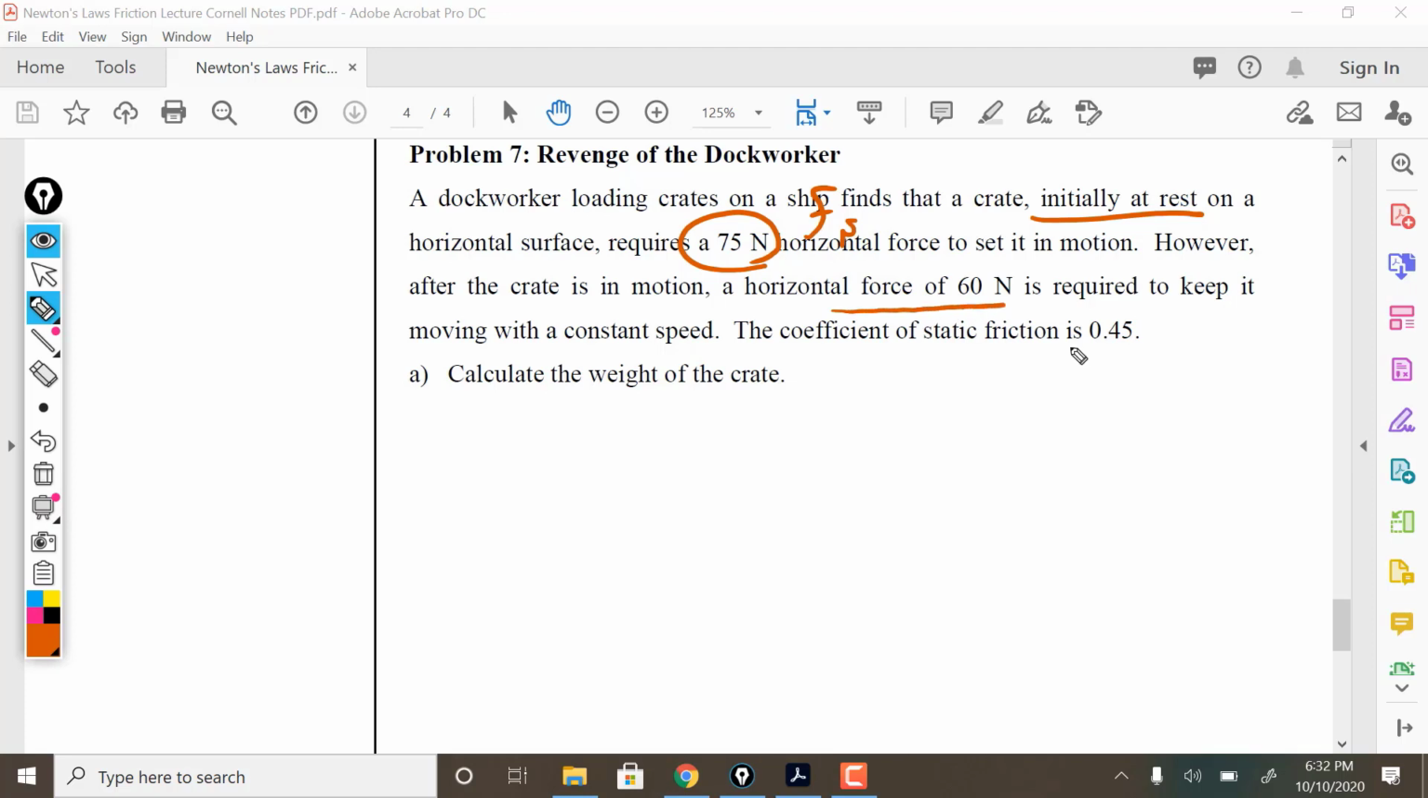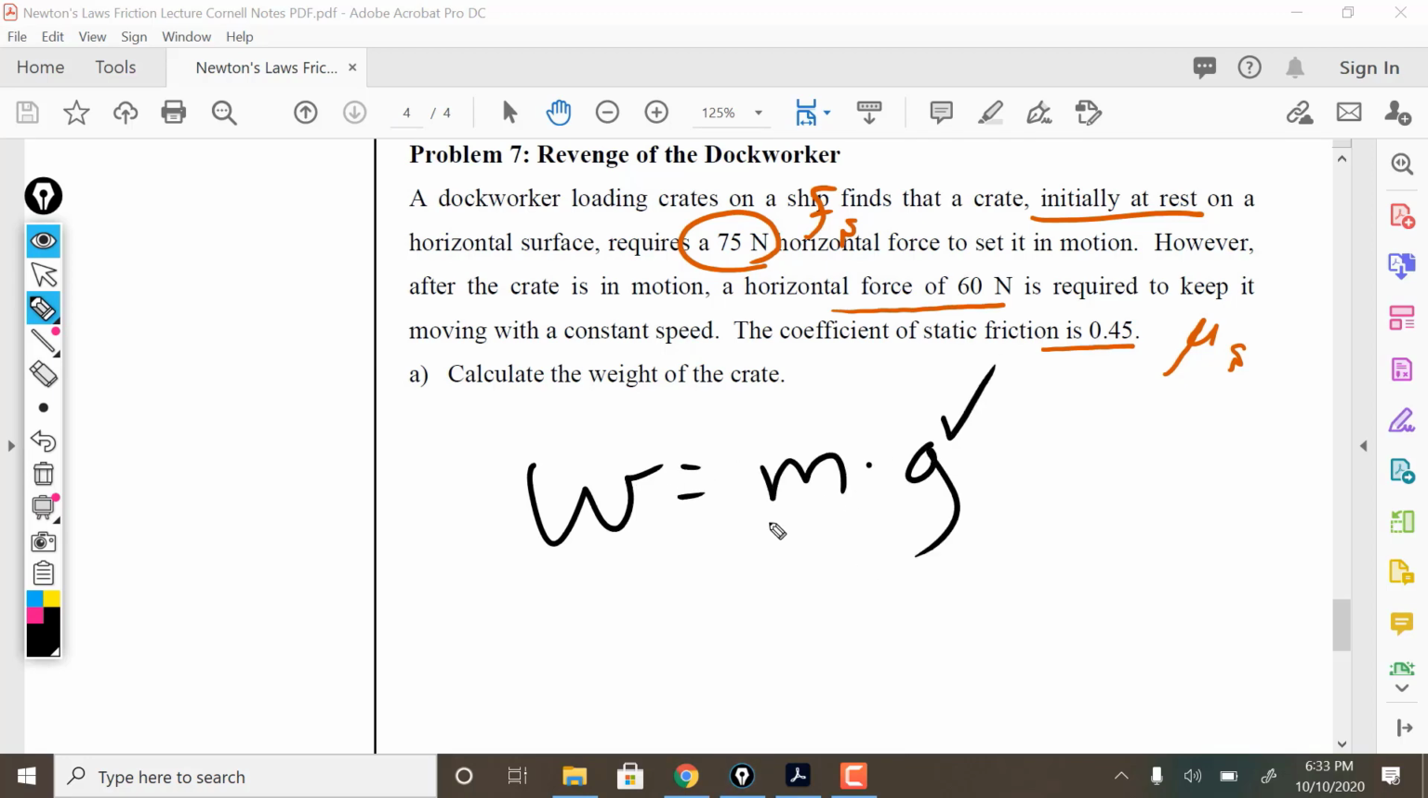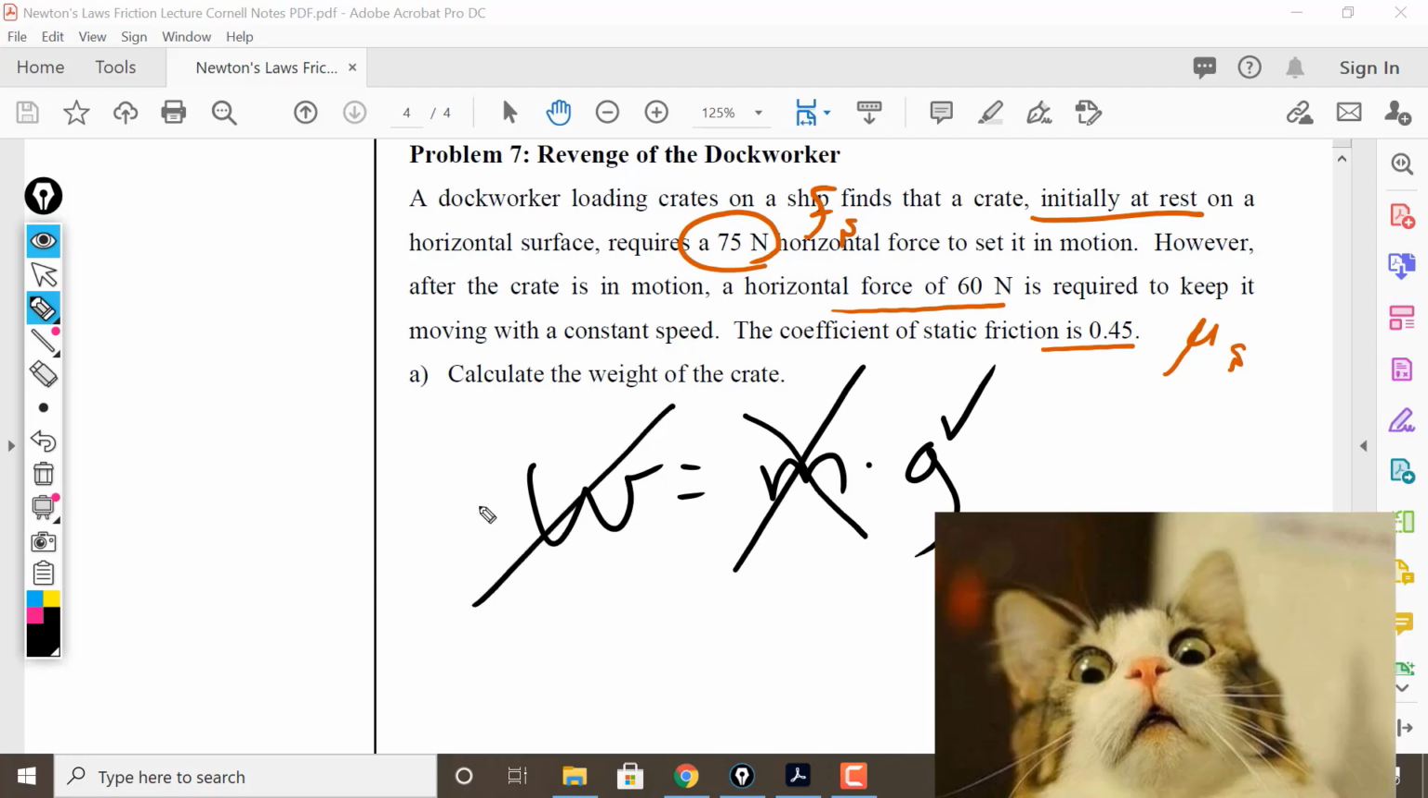This time they gave us one coefficient. This is static. You'll notice that this time they did not give us the mass, right? A, calculate the weight of the crate. So if you thought weight is mass times gravity, that's great. We have gravity, but we don't have mass. We're missing this and we're missing this.